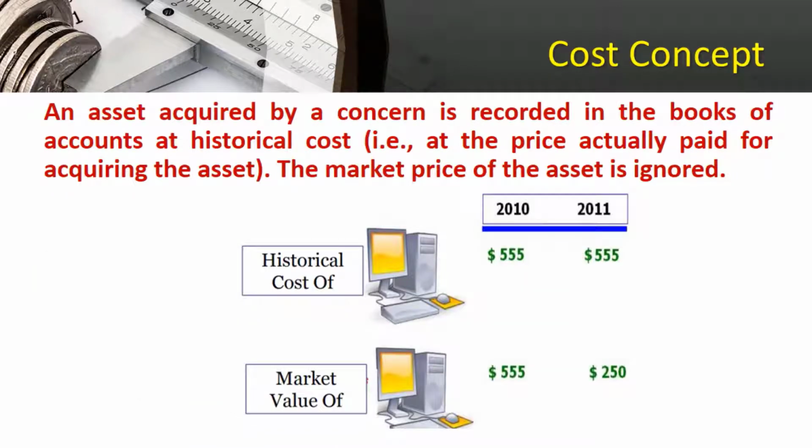Next one is the cost concept. The cost concept assumes all the assets purchased within the organization should be measured at historical cost. Historical cost means the price actually paid for acquiring the assets. So the market price of the assets will never be used under the cost concept.